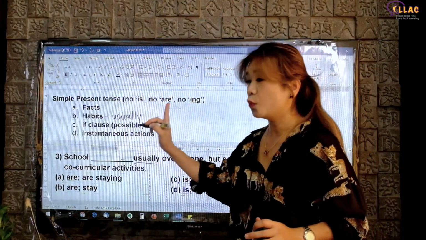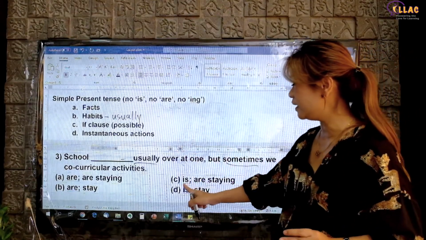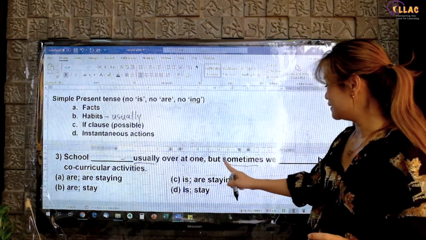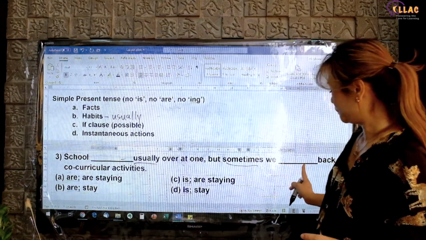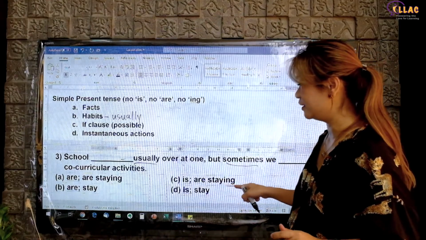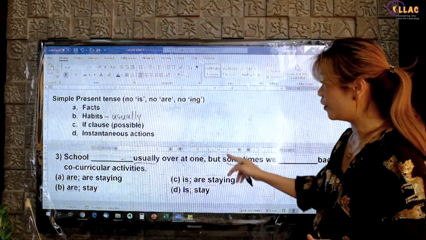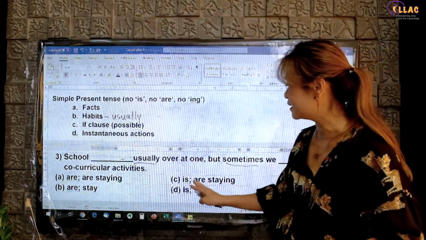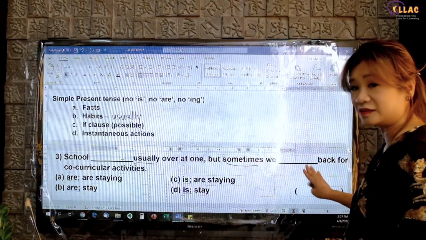School, one school, subject-verb agreement, singular subject, singular verb, is usually over at 1 o'clock. But sometimes we, simple present tense, stay back for co-curricular activities. You don't have R, don't have ing because both of these are habitually done. Therefore, habits, simple present tense, no R, no ing. It's just school is usually over at 1, but sometimes we stay.